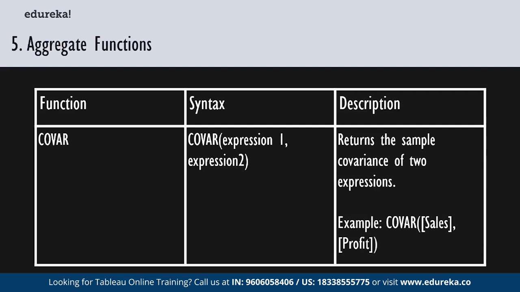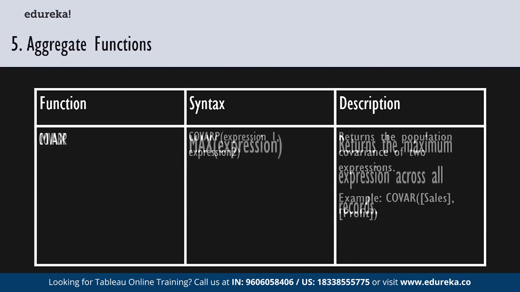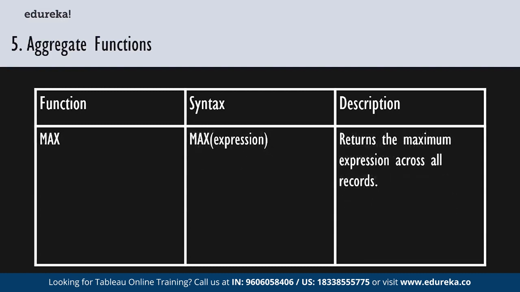Now, the sample covariance is the appropriate choice when data is random and it is being used to estimate the covariance for a larger population. Like we found out the correlation between sales and profit, we can also find out the covariance between sales and profit. Next, we have covariance of the population. It basically does the same thing as covariance, but this time of the entire population.